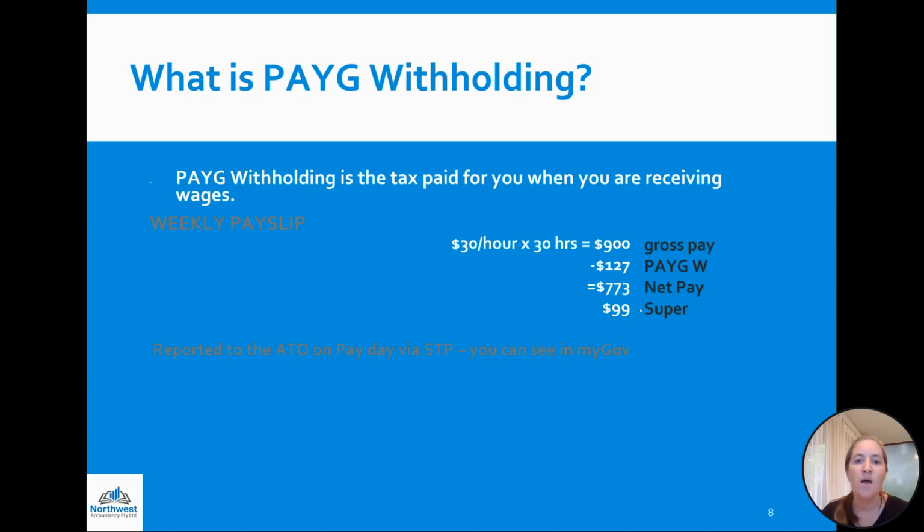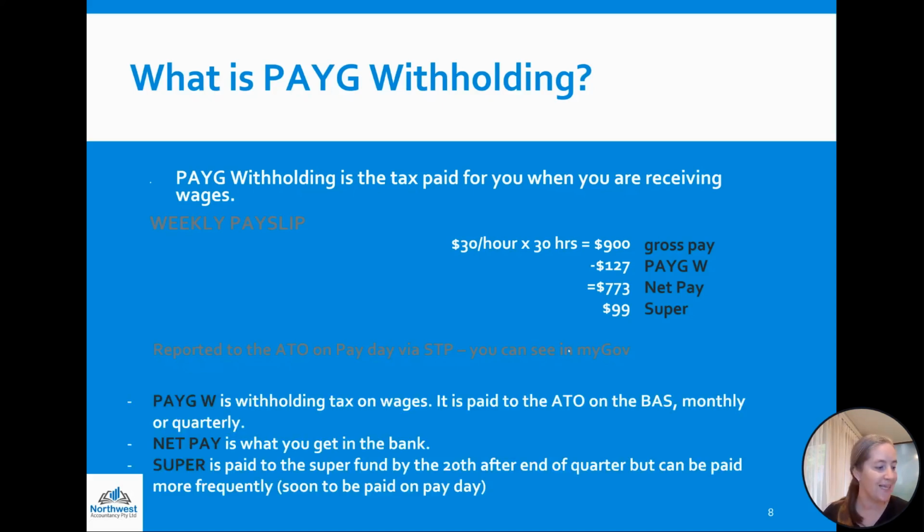And so just be aware that that doesn't necessarily always go into your super fund bank account straight away. These numbers, so the gross pay, the pay-as-you-go withholding, the net pay, and the super, as well as anything else on your pay slip, so there might be allowances or there might be deductions, they're all reported to the tax office on payday now via single touch payroll, STP. And you can then log into your MyGov account and see these numbers in real time based on what has been submitted to the tax office by your employer. So you can see that money in your MyGov account.